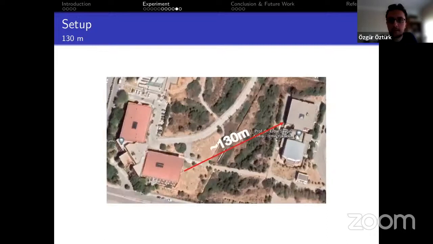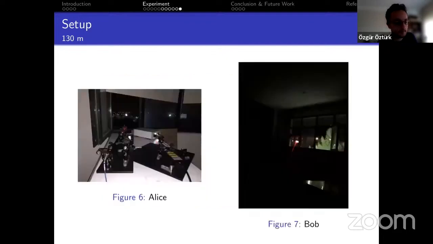So this is the photo of it. It's 130 meters between two buildings. This is the physics department, and this is the building where our lectures are held. It's approximately 130 meters. And this is the photo of Alice and Bob. It's the electronics. I'm sorry, optics.